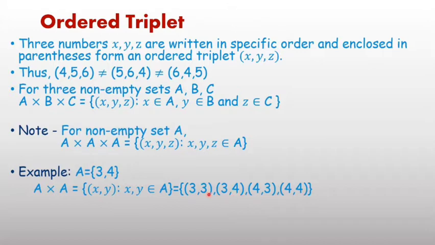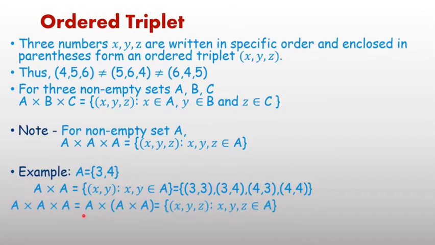One more thing to remember: in case of Cartesian product, each ordered pair represents one element of the Cartesian product A cross A. You can't say 3 is an element of A cross A. An element of A cross A is an ordered pair, meaning (3, 3). (3, 4) is the second element, (4, 3) the third element of A cross A, and (4, 4) is the fourth element of A cross A.